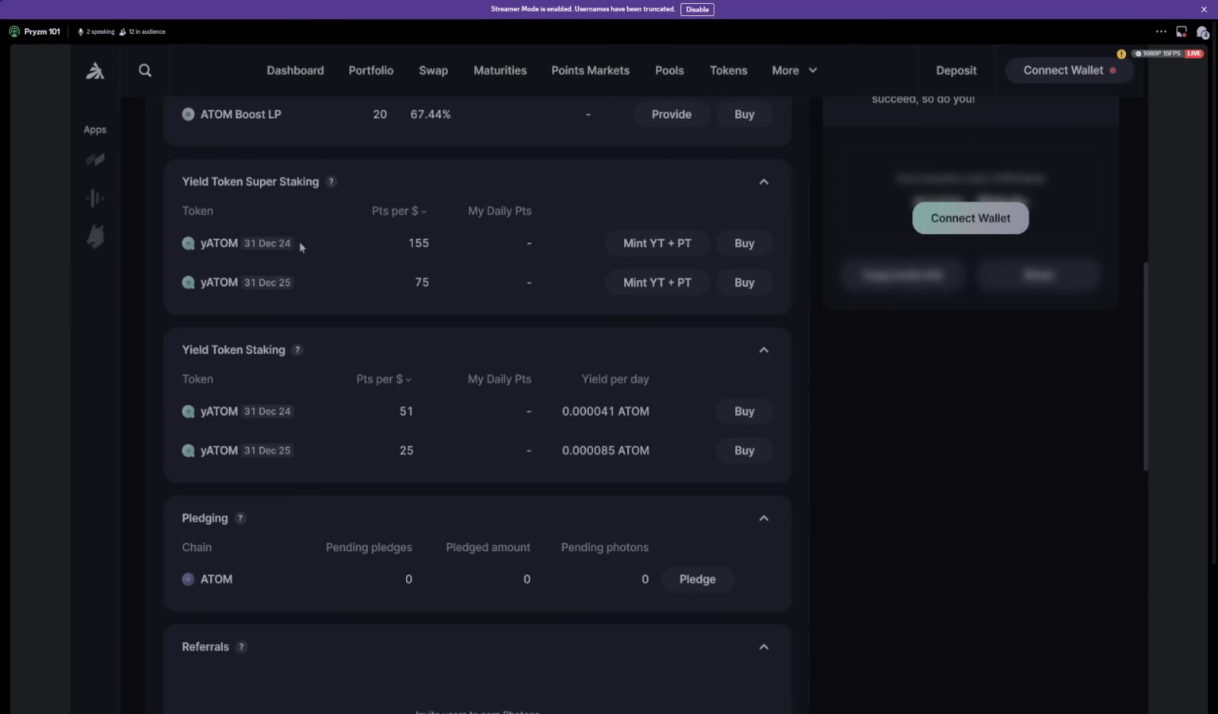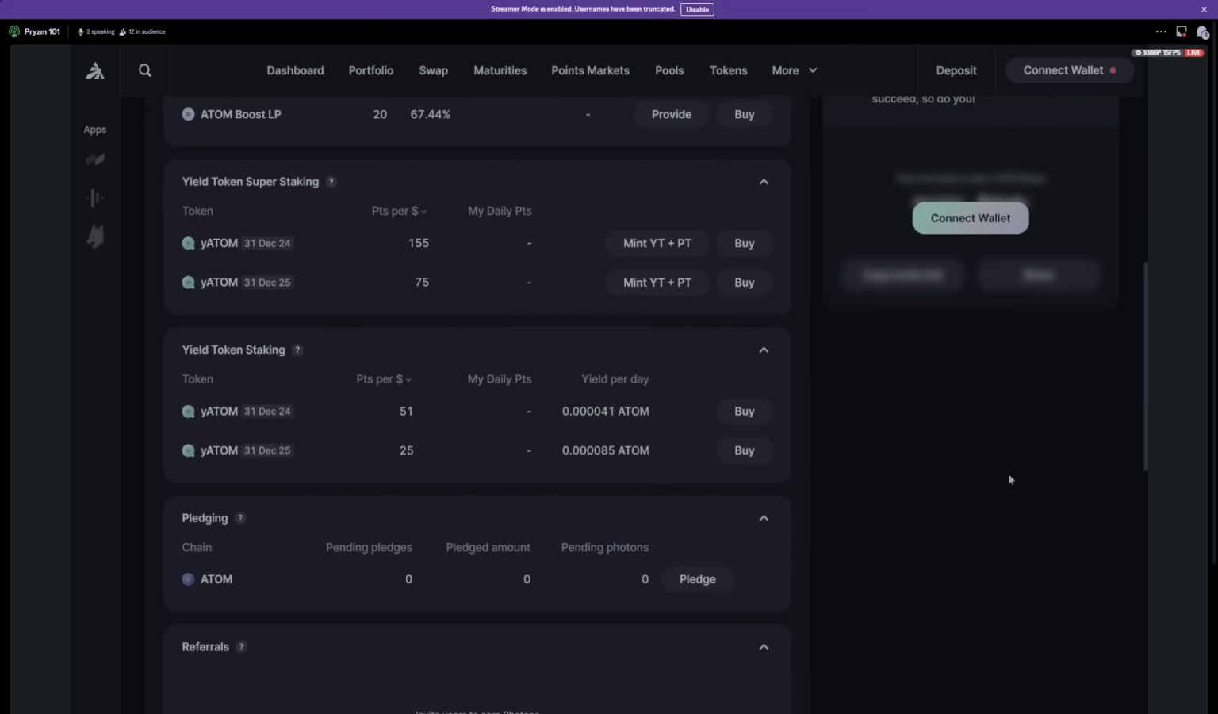You can merge back your yield token and your principal token if you want, but this gives you the opportunity to swap your yield token for yield for extra Pryzm tokens. That is that one.